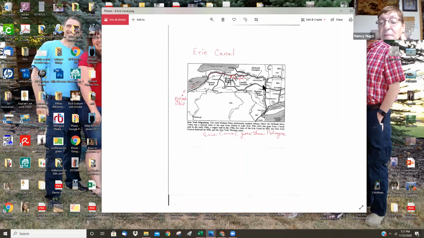And then as time passed, there were additional roads too. But the number of people that followed the Erie Canal was very big.